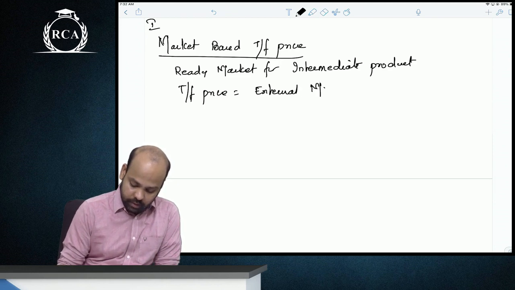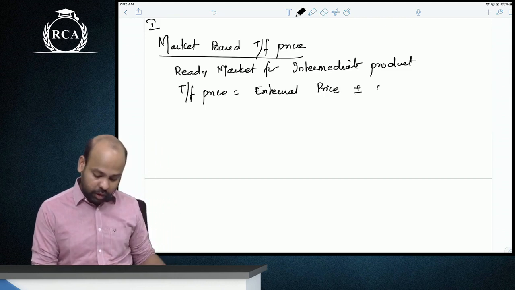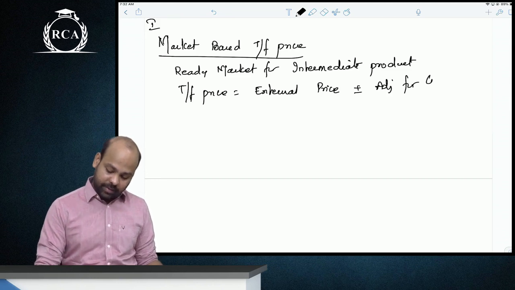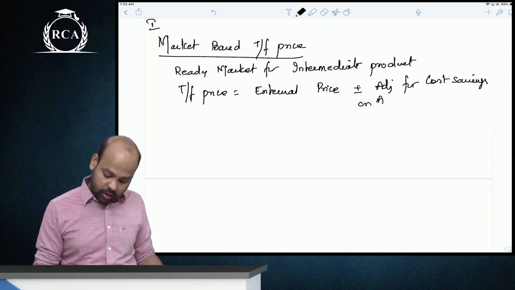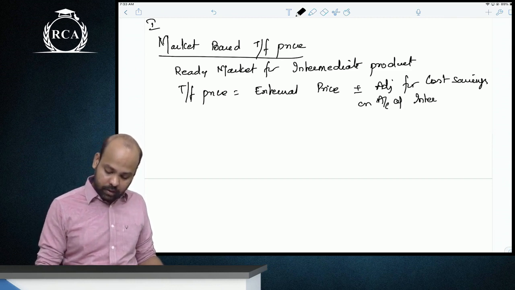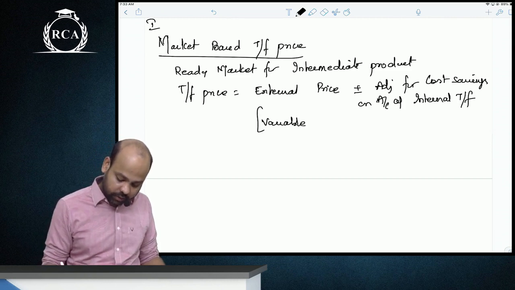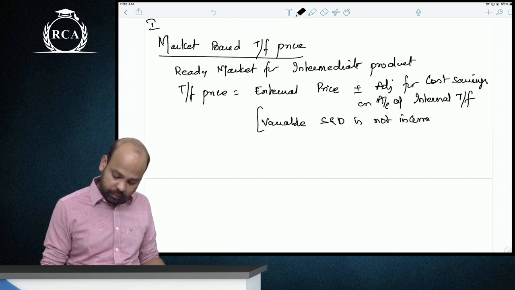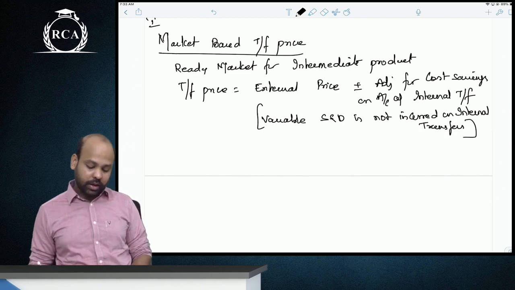External price plus or minus adjustment for cost savings on account of internal transfers. For example, variable S&D is not incurred on internal transfers. You can always reduce that. Okay? Yes sir.